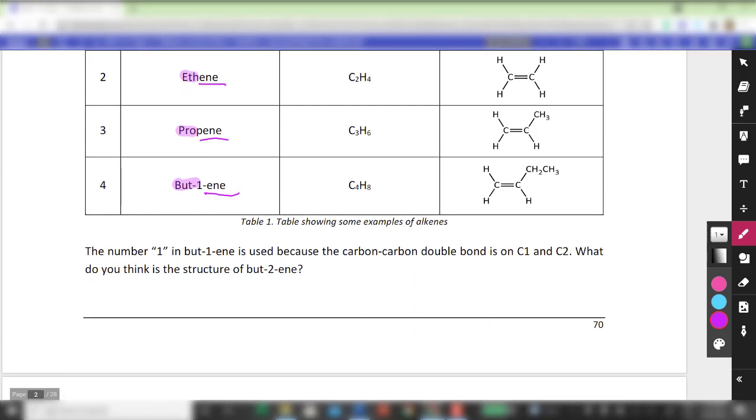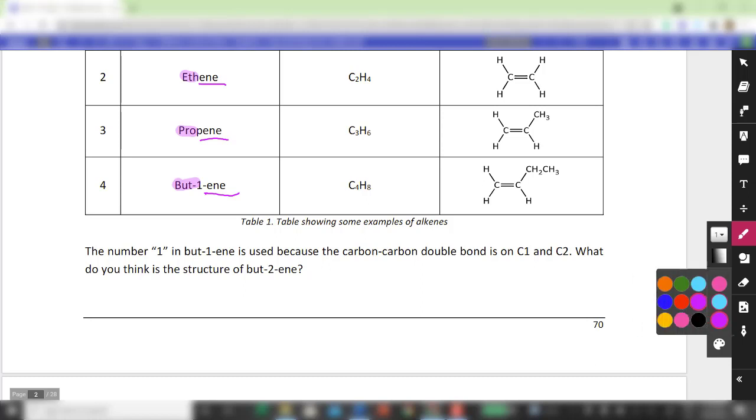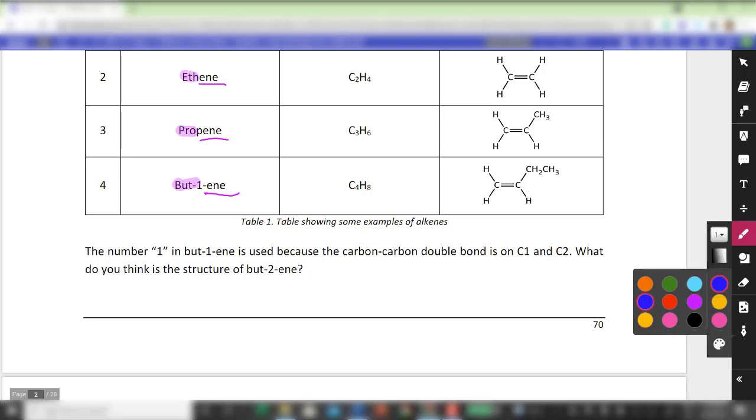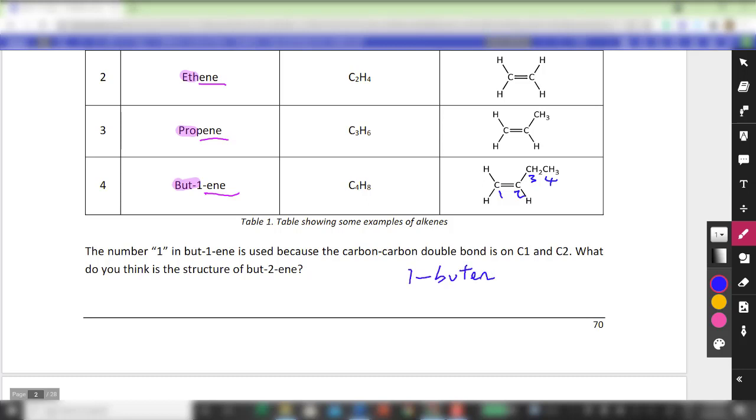The reason why for butene you need a 1 over there is really to indicate the presence of the double bond, whether it is between carbon 1 and carbon 2, or carbon 2 and carbon 3. Usually we number it based on the lower carbon member. So if you look at this particular butene, I number from left to right 1, 2, 3, 4. The C=C double bond is between carbon 1 and 2, so we call it but-1-ene. You can also call it 1-butene. It is not a problem at all.